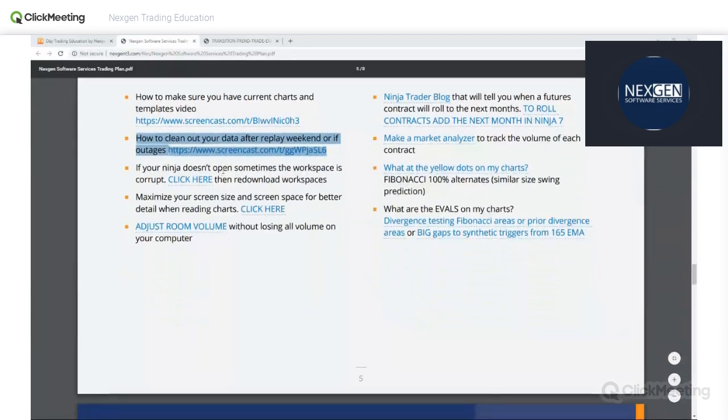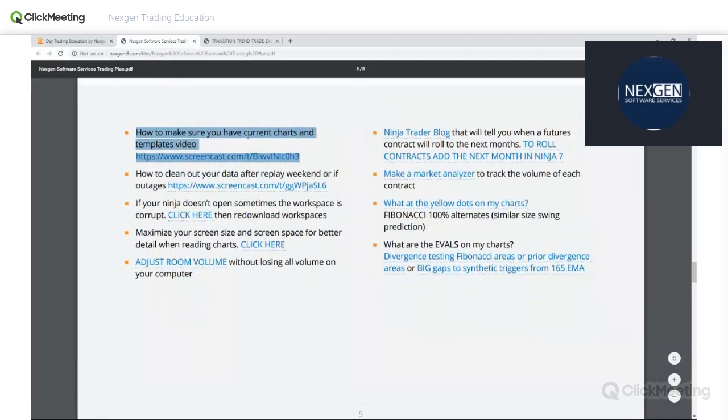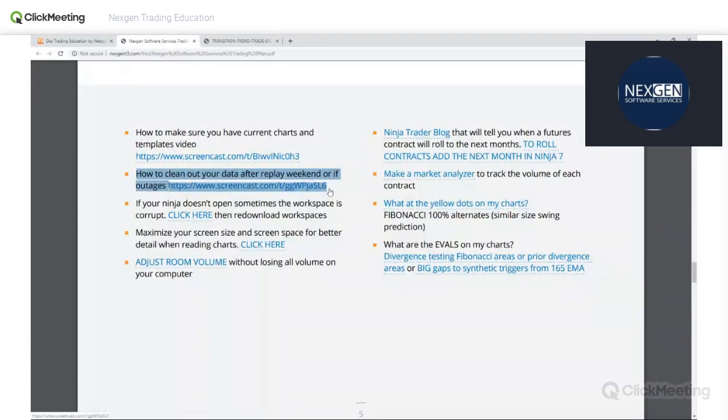Page 5 actually has a lot of the stuff we use every day. Make sure you've got current charts and templates from the website, how to delete your old stuff if you've had software a long time, how to clean out your data. NinjaTrader is a very sensitive beast, and unfortunately, I can't control that. The only thing we can do is try to circumvent it. If you do a lot of market replay over the weekend, it's best to clean your data out every day. It just doesn't hurt. It only takes a minute.